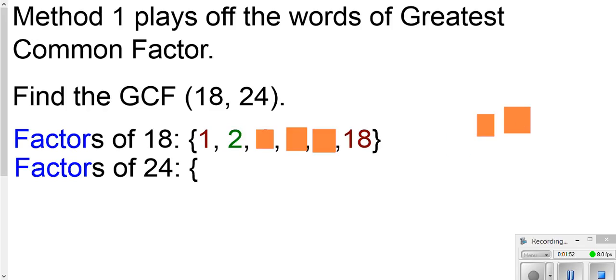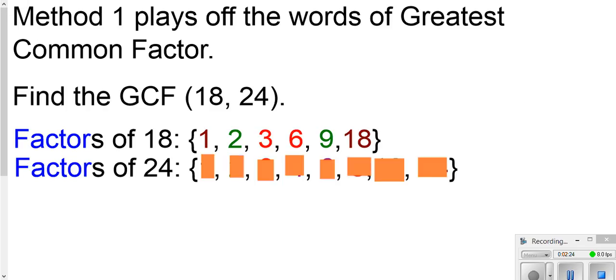2 goes into 18 9 times. The next number up from 2 is 3, so I'll try that, and I know that's 3 times 6. Now I know there's nothing else, because if I go the next number above 3, I get 4. Does 4 go into 18? No. Try the next number up from 4, which is 5. Does 5 go into 18? Nope. The next number up from 5 is 6. Well, it's already listed. We also have to do the same type of thing for 24.